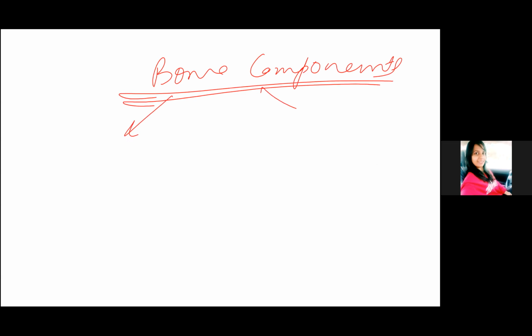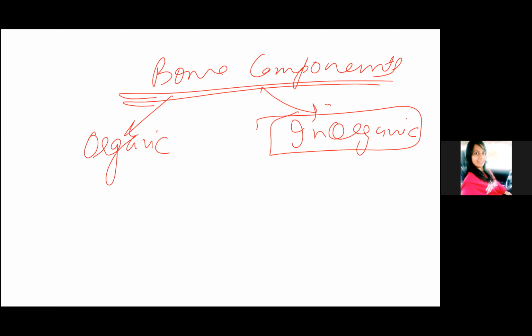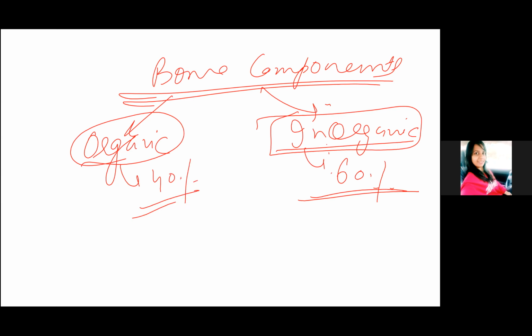So next topic is bone components. I want to complete maximum topics in less time, so I will finish with speed. In the bone components, we have organic components and inorganic components. You can remember it as inorganic is a longer word than organic, so it will have 60% composition, meaning 60% of the part is made by the inorganic component and 40% by the organic.